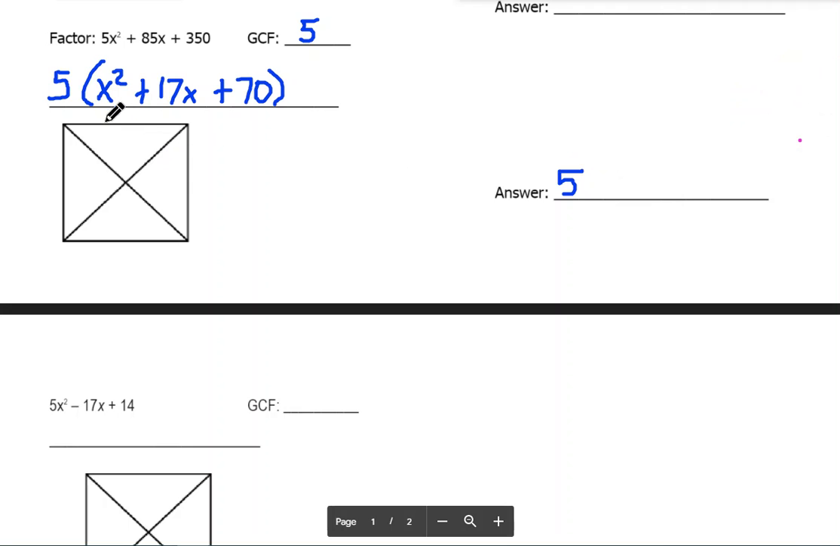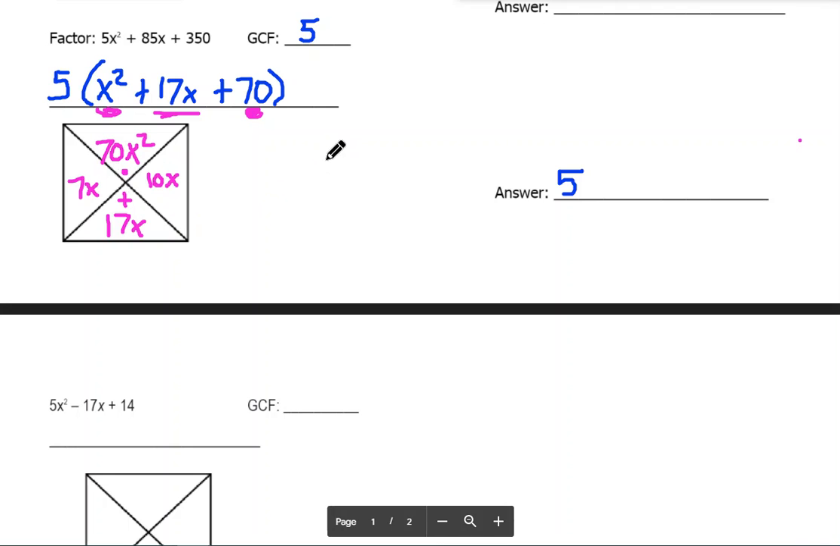So now, just like before, I'm going to take my first term and multiply it by my last term. So 70 times x squared would be 70x squared. And then this middle term is going to go down here, right? So I'm going to say what times what gives me 70x squared, but adds to give me 17x? Well, I know this one. This one's pretty easy. 7x and 10x, right? 7x times 10x will give me 70x squared. 7x plus 10x will give me 17x.